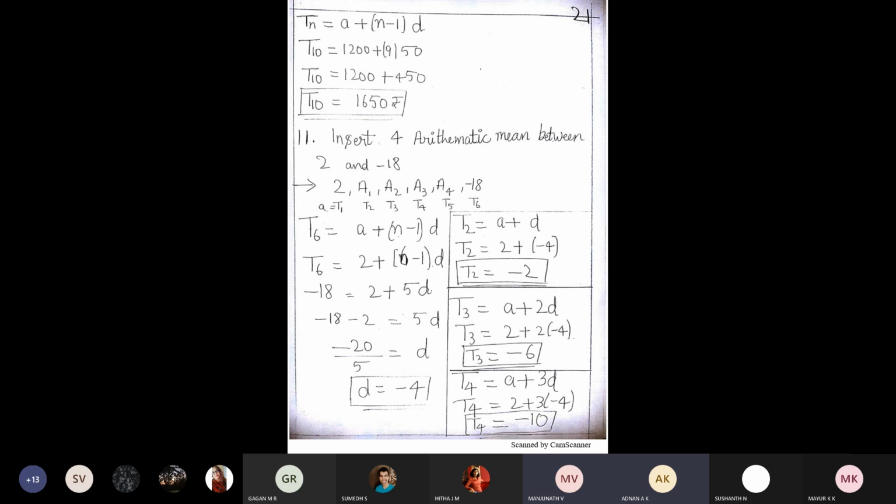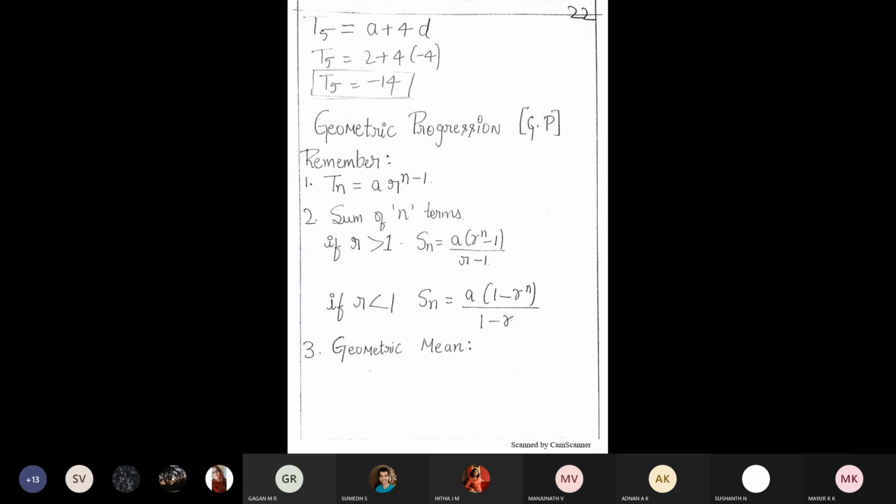Okay, next, you take the title as geometric progression. Take the title as GP.